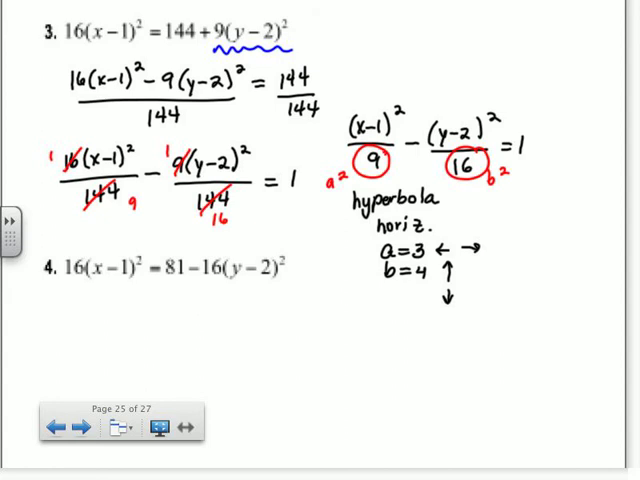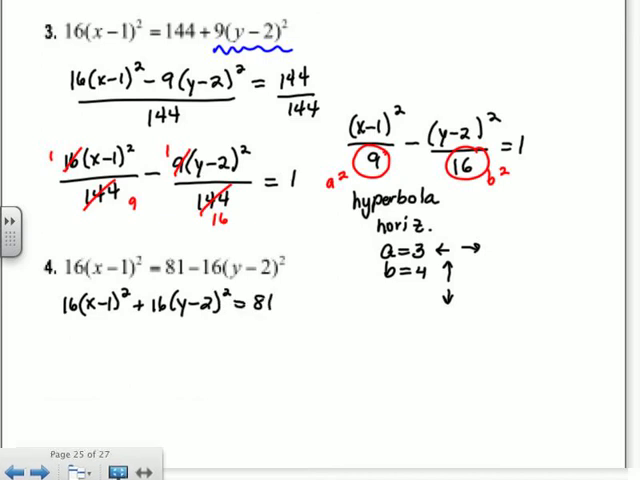Okay, so let's see. I'm going to add my 16 term to the other side. So I'd have 16 times (x minus 1) squared plus 16 times (y minus 2) squared equals 81. At this point you're like, oh, I know there's a plus sign. So it's x squared plus y squared something. That means I'm either going to have a circle or an ellipse. So that's what I'm down to.